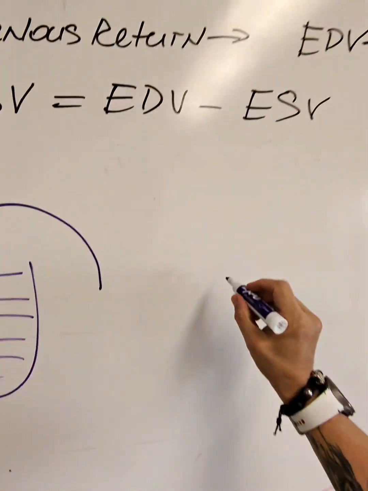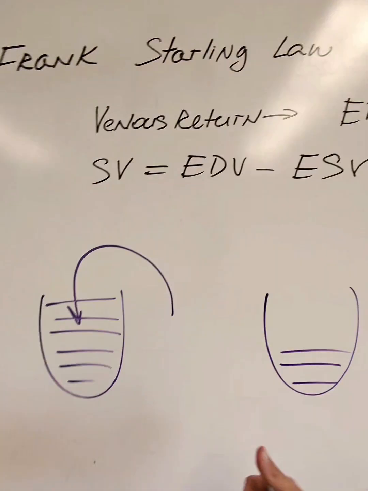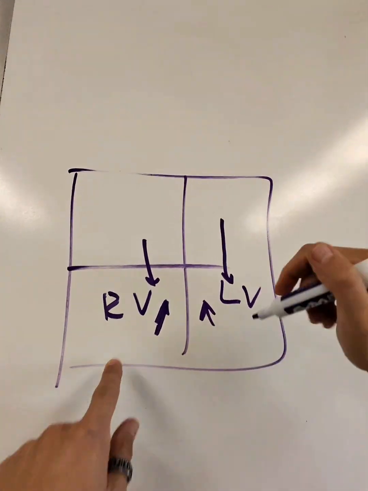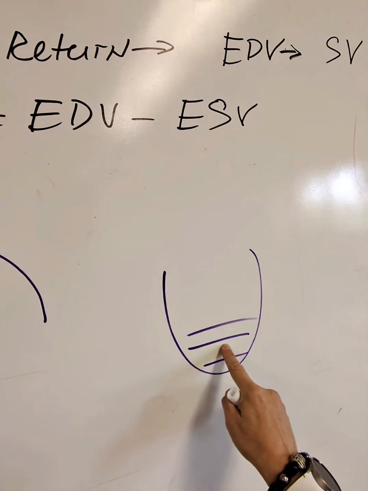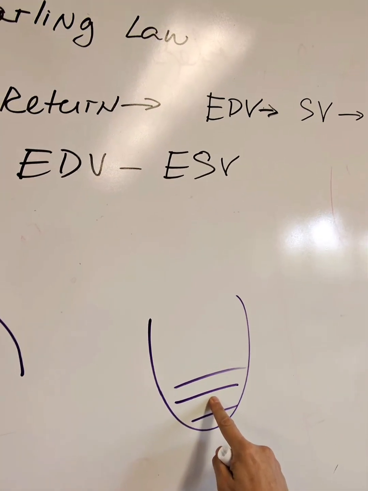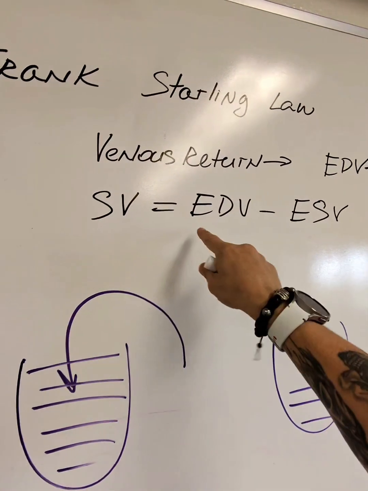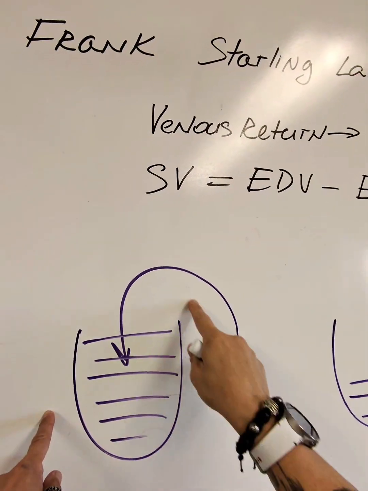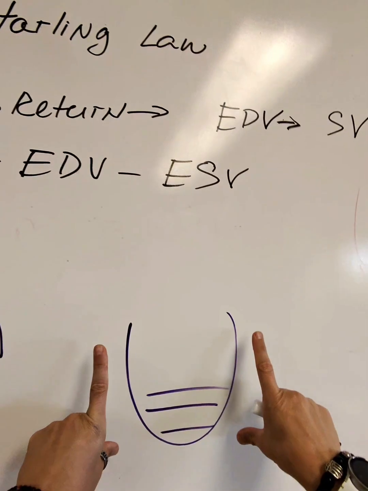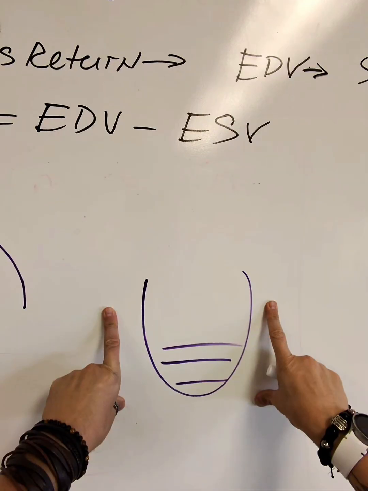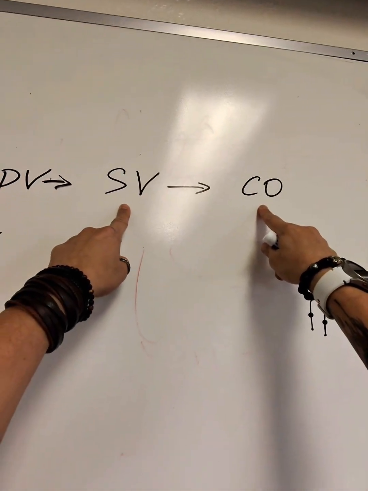And end systolic volume is the residual blood after the ejection. So after the ejection from both ventricles, what are the leftovers? That's the end systolic volume. So the stroke volume, the ejection, equals end diastolic volume, that's how much blood before the ejection, minus end systolic volume, that's the leftovers. So this is related to cardiac output.